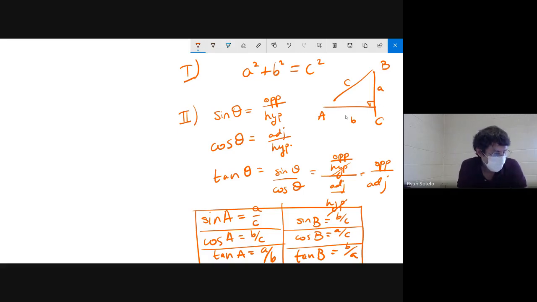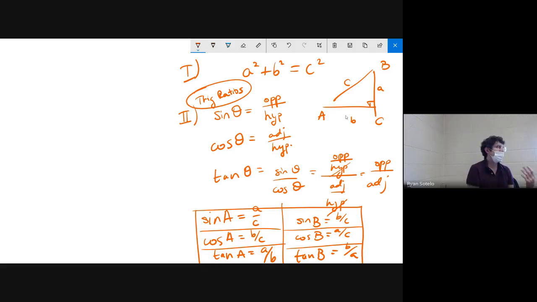So one thing you'll notice is that in part 2, where I have these different trig ratios, they relate two sides and one angle. So when you're solving an equation, you can only have one unknown. So if you want to find a side, but you have another side and an angle, you can use one of the trig ratios. The Pythagorean theorem involves three sides. So to find one of the sides, you would need the other two.